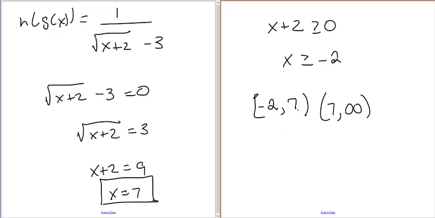If x is less than negative 2, then you get the square root of a negative number. So it has to be greater than or equal to negative 2, but you can't have it equal to 7 as well, because that would cause the reciprocal function to be divided by 0. So they can get a little complicated. Hopefully I will not give you one that's too difficult.